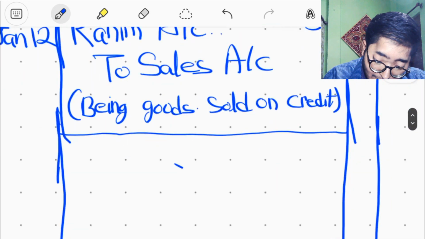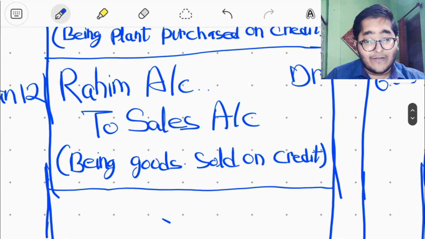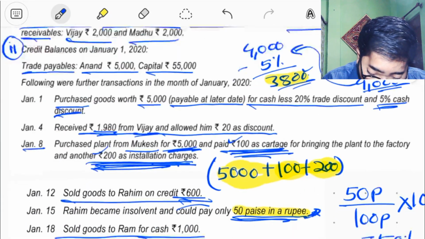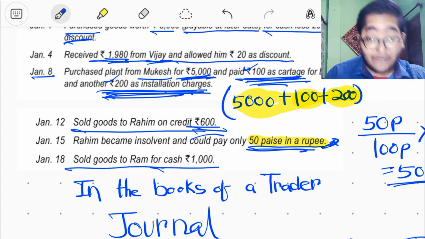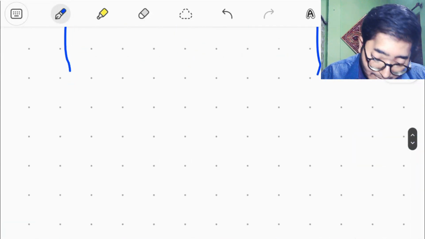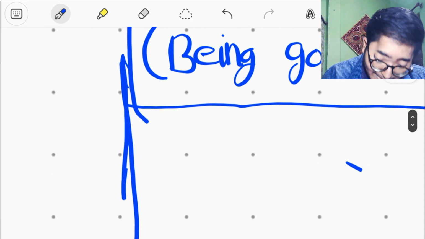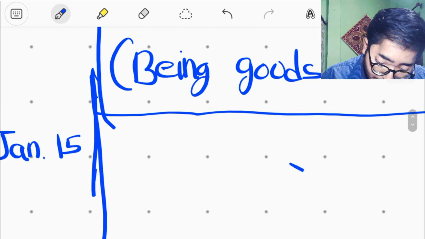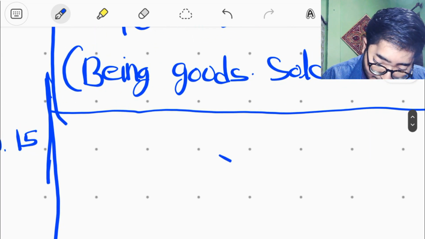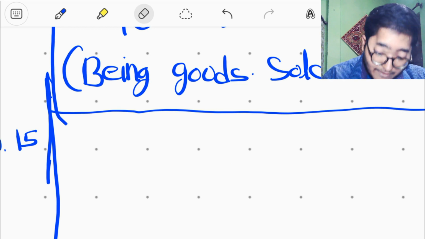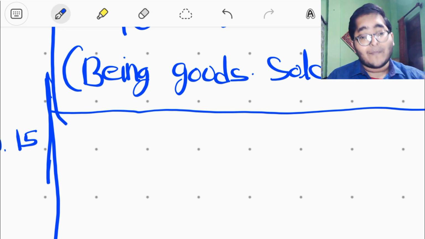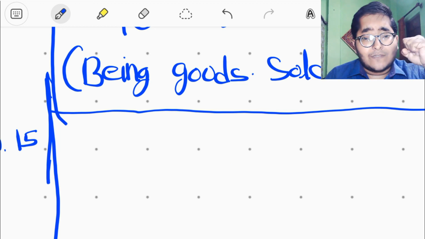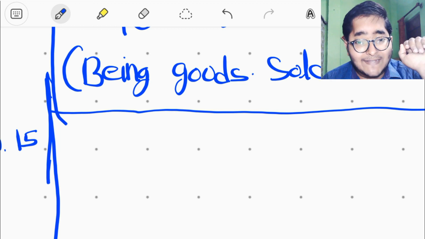That is why Rahim was an asset. That is why Rahim was a debit balance. Now he must be credited. Why? The asset should be destroyed. To destroy or cancel the asset, we must write it in the credit side. So the date is January 15th. Next, our entry starts. Rahim would be credited, and what is coming in? The expense. Number one, the expense. What is the expense? Bad debt is the expense, or loss.